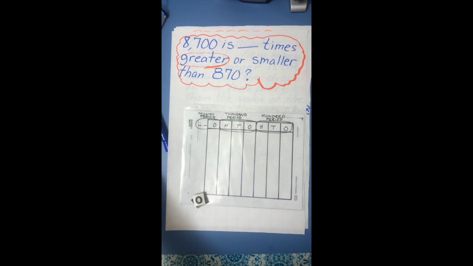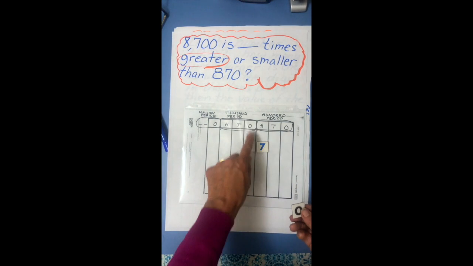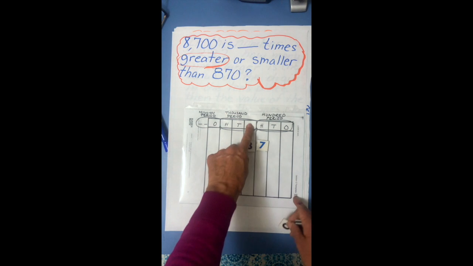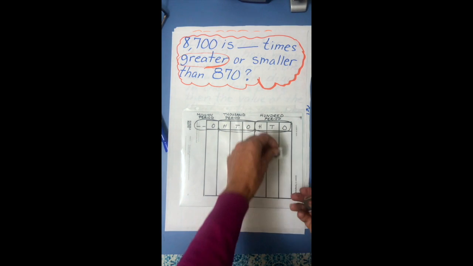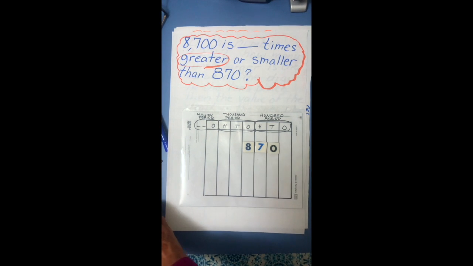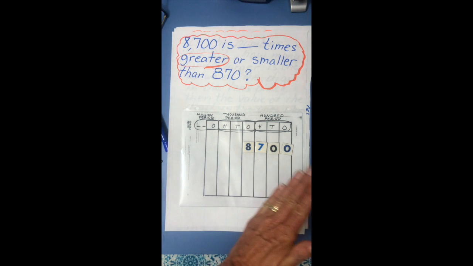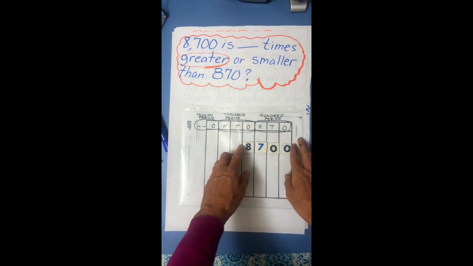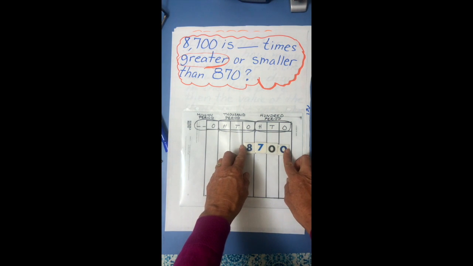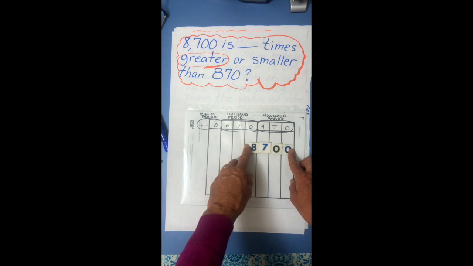Now I'm going to try to find out how many times greater. So I have my digits: 8 in the thousands, 7 in the hundreds, 0 in the tens, and another 0 in the ones. So now I want to see how many slides I'm going to do. How many slides am I going to make this whole number? Am I going to slide the whole number 1, 2 places? What am I going to do?